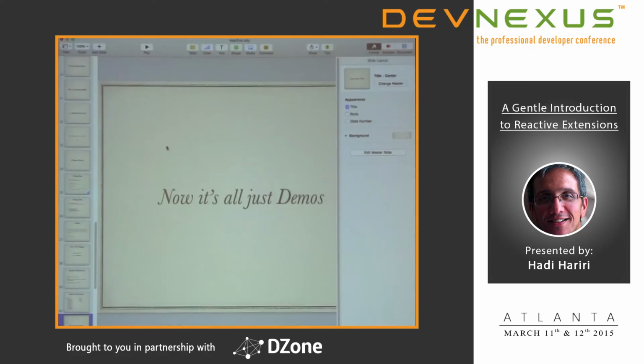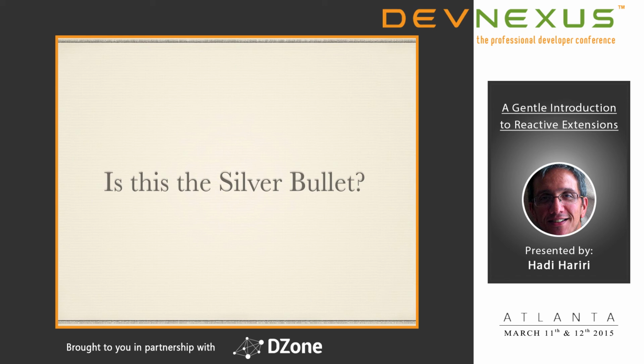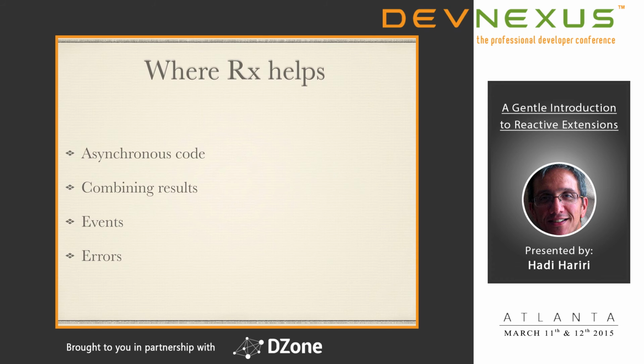Okay, we've got a couple of minutes left. I just want to go through a few more slides. Is this the silver bullet? Yes, we finally found the silver bullet. It's game over for everyone else. Of course not. Where does Rx help? By the way, you probably know there is no silver bullet, right? You'll be surprised people still think there is a silver bullet. It's called React. React.js, React Native, that's the silver bullet.